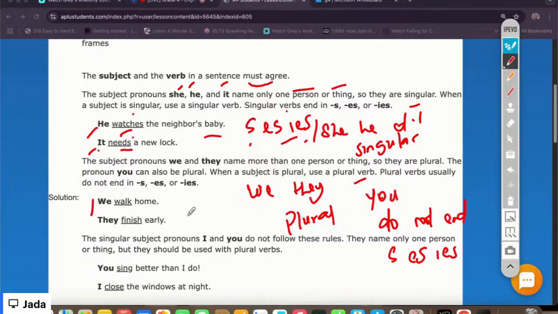So we have we walk home. You can see that the verb does not end with s or anything. They finish early, and look at the verb, it's on its own without s, es, or ies.